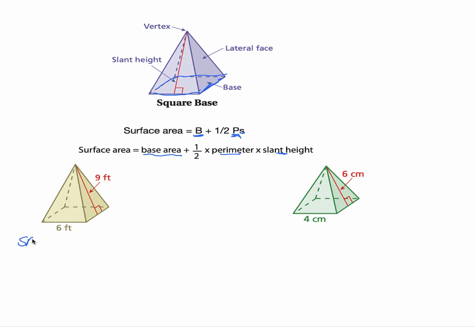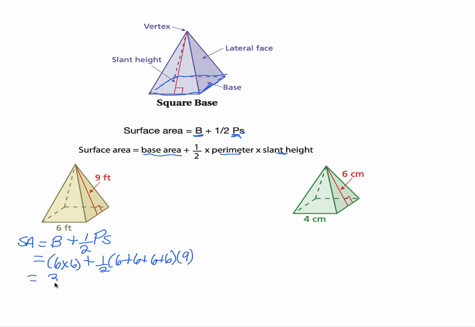For the first one, SA equals capital B, which is the area of the base, plus a half times the perimeter times the slanted height. Now, please remember that the big B means you're taking the area of the base. The base is a square, so your area would be length times width, which will be 6 times 6, plus a half. Now we have to do the perimeter. So remember, the base of the pyramid is a square, so the perimeter would be, if you add all sides, 6 plus 6 plus 6 plus 6. So remember, if you're finding the perimeter, you're adding all the sides. And then we're going to multiply by the slanted height, which is 9.